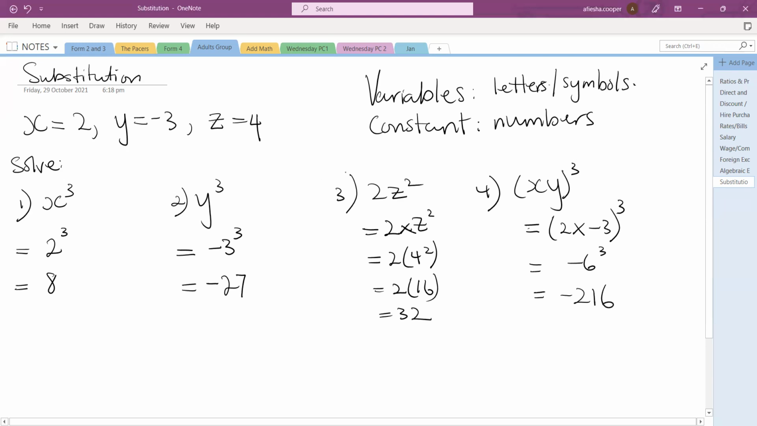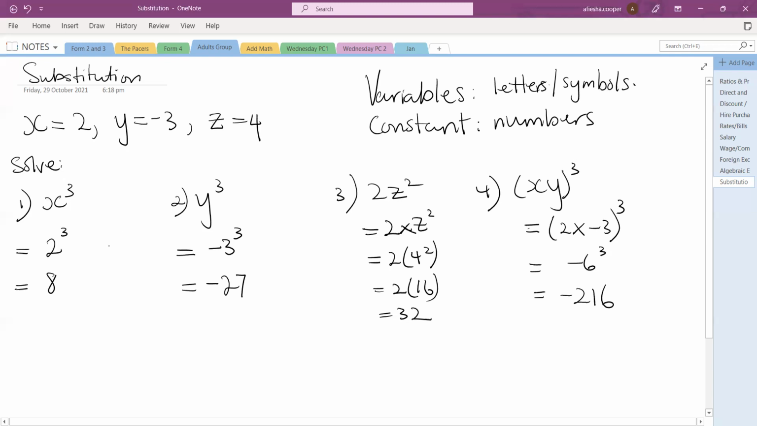So look at number 3, no brackets, so we attach the square to the last term alone, because that's where it is. With brackets, we attach the cube to everything within the brackets. So we work out BODMAS, which says work out what's in the brackets first, and then work out the power or the exponent. Right, so that's how we ended up with -216.